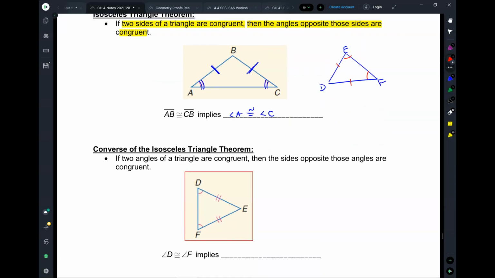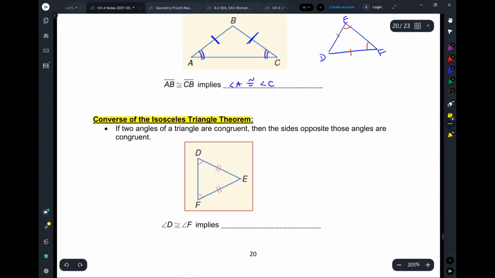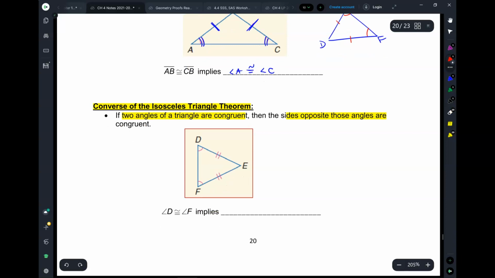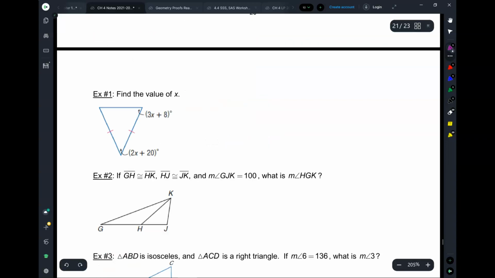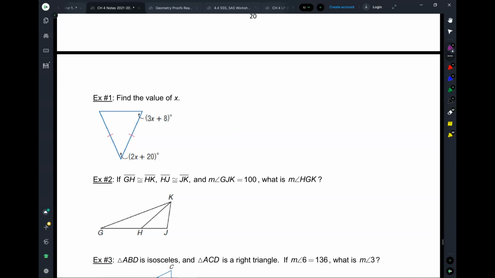Now, the converse of this is also true. The converse says, if two angles are congruent, then the sides opposite to them are also congruent. So, if this angle is congruent to this angle, that makes the triangle isosceles, and we say DE is congruent to EF. All right. So, moving on.